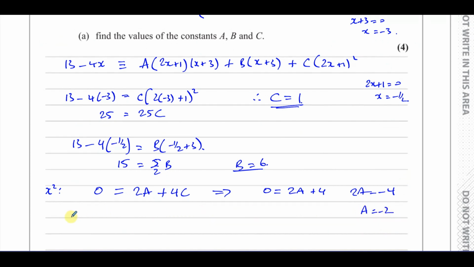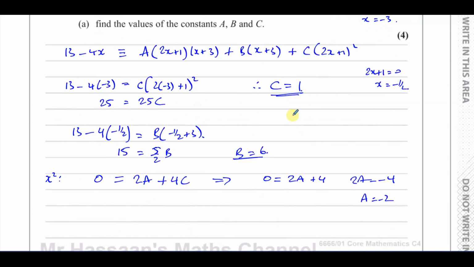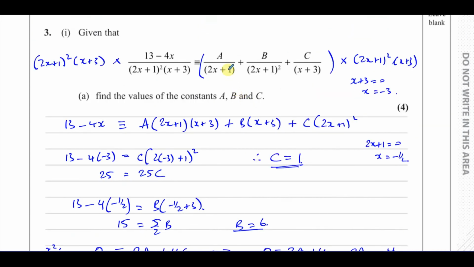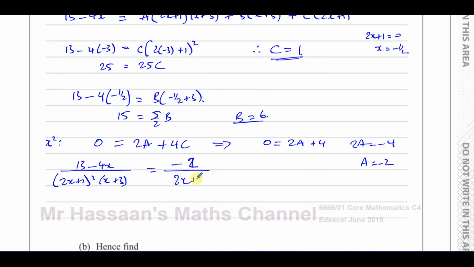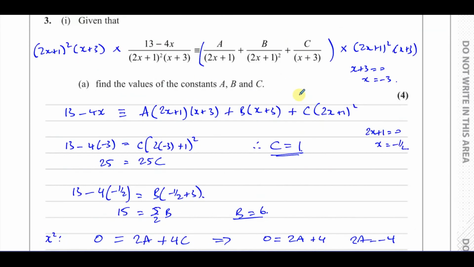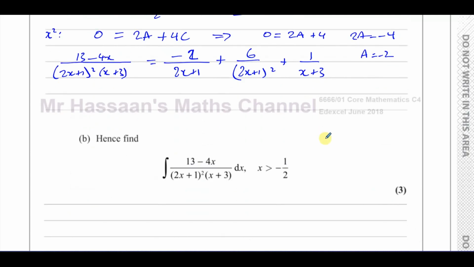So now I can write my fraction in the form required. So I have 13 minus 4x divided by 2x plus 1 squared times x plus 3 gives us a, which is negative 2 over 2x plus 1, plus b, which is 6 over 2x plus 1 all squared, plus c, which is 1 over x plus 3. Okay, so we've got the values of a, b, and c.